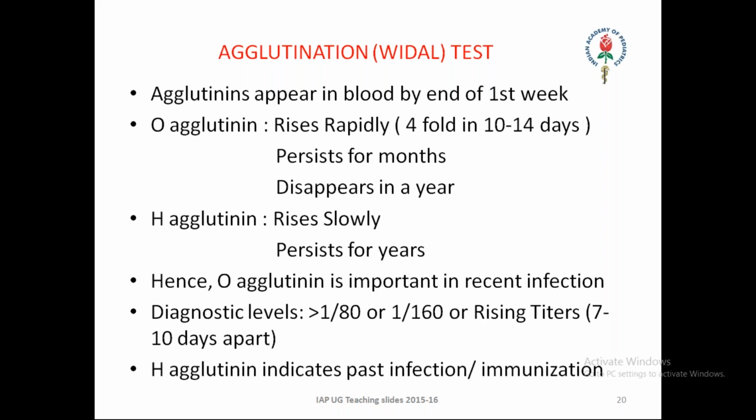H agglutinin rises slowly and persists for years. Hence, O agglutinin is more important in recent infection. So, diagnostic test, how can we diagnose it? If the titer is more than 1 in 80 or 1 in 160 or rising titers. Interpreting at one time, a rising titer is very significant, rising titer 7 to 10 days apart. H agglutinin indicates past infection or immunization. So O agglutinin is good for measuring the acute forms.